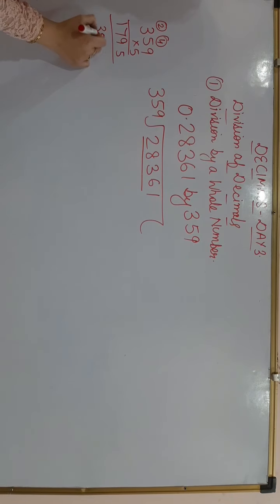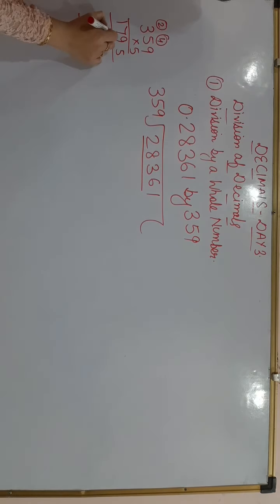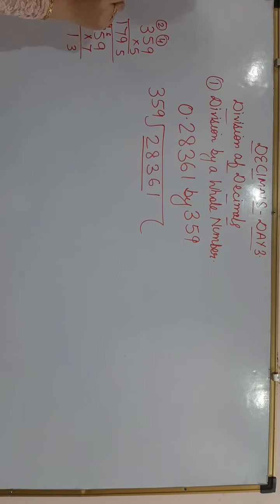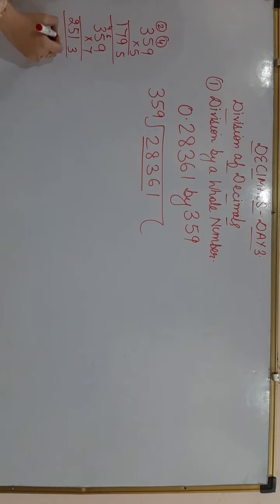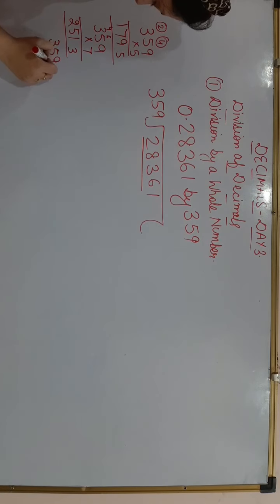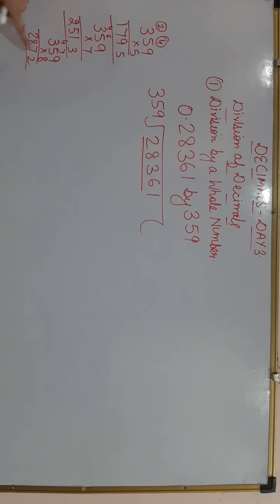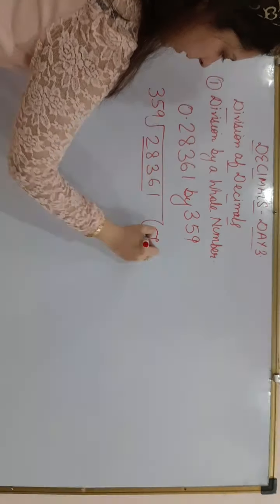So now let's multiply 359 by 7. It's 2513. Okay, let's go for 8. 8 times 5 is 40. So it's 2872. Now it is quite bigger. So we will divide it by 7.